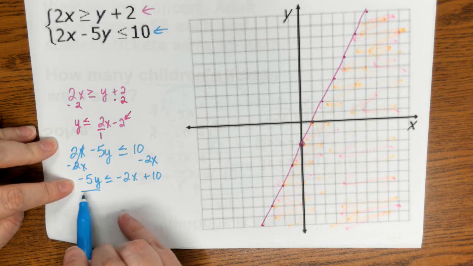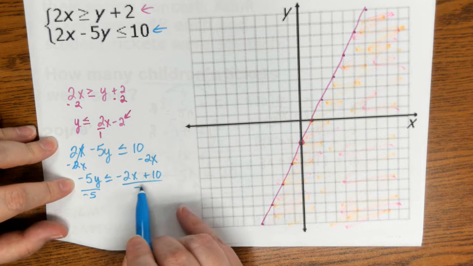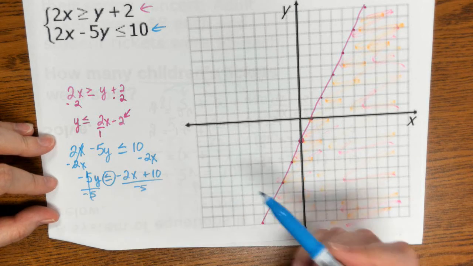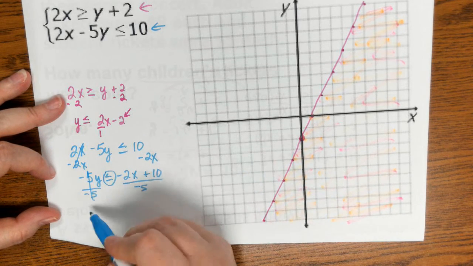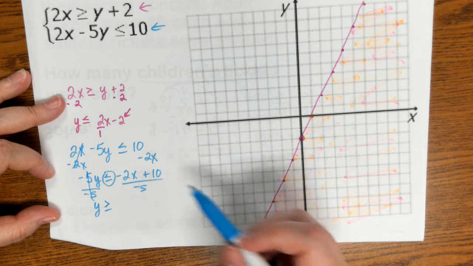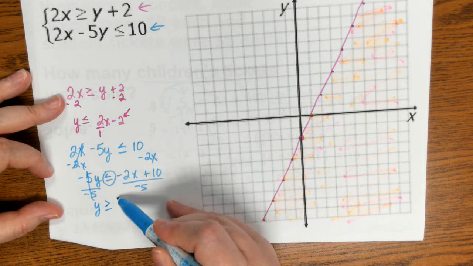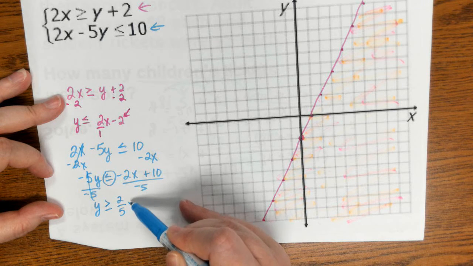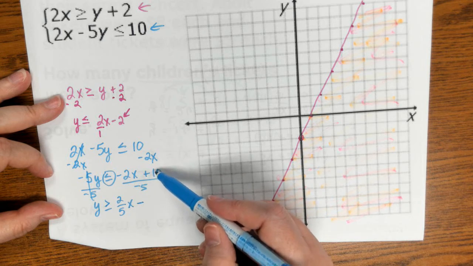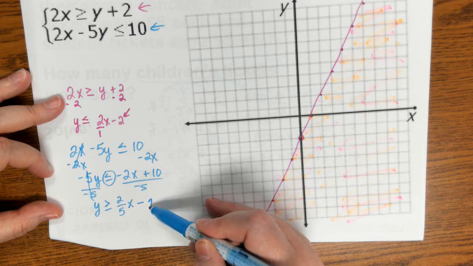Here, when I divide by this negative, the most common mistake people make is they forget to flip this. If you multiply or divide by negative, this symbol has to flip around. So it was a less than, it's going to become a greater than. Negative divided by negative is a positive. And then positive divided by negative is negative. 10 over 5 is 2.